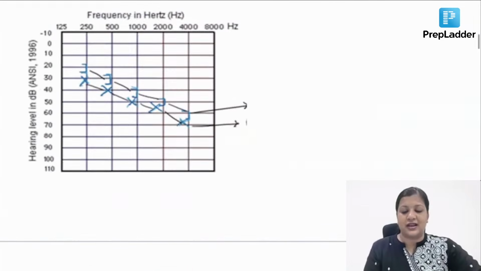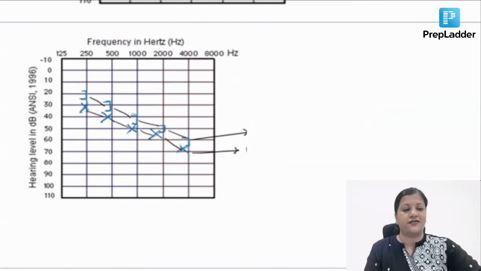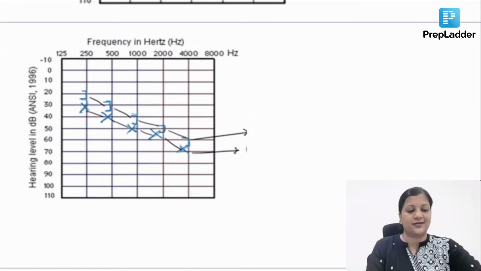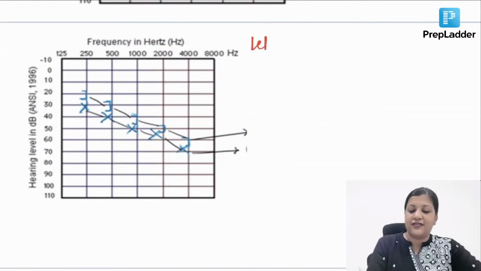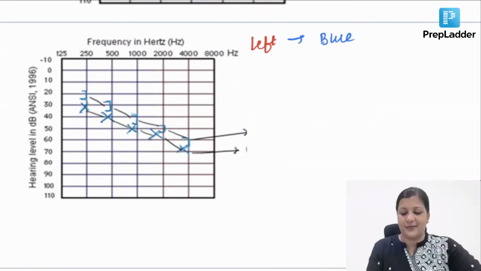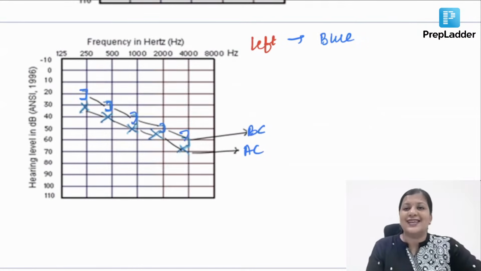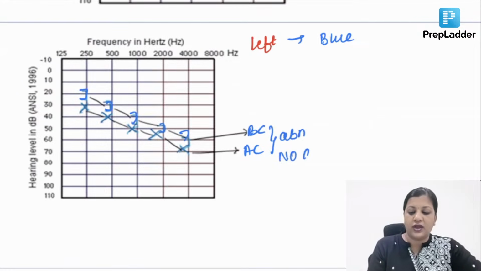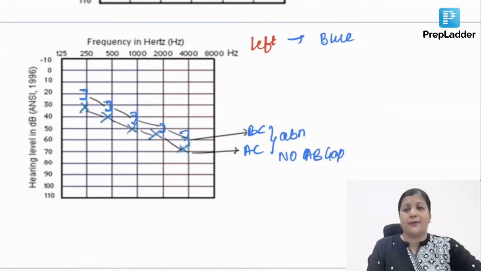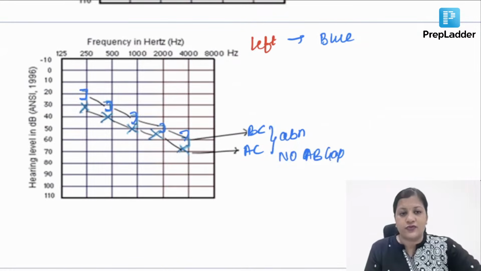Now look at this graph. Is this right ear or left ear graph? Yes, quick. This is a left ear graph because the given image is showing you the color coding with blue. So this is the left ear. X is for air conduction of the left ear and closed bracket is for bone conduction of the left ear. So AC and BC both are in the abnormal range and there is no airborne gap. And the gap is less than 20 decibels between the two frequencies.